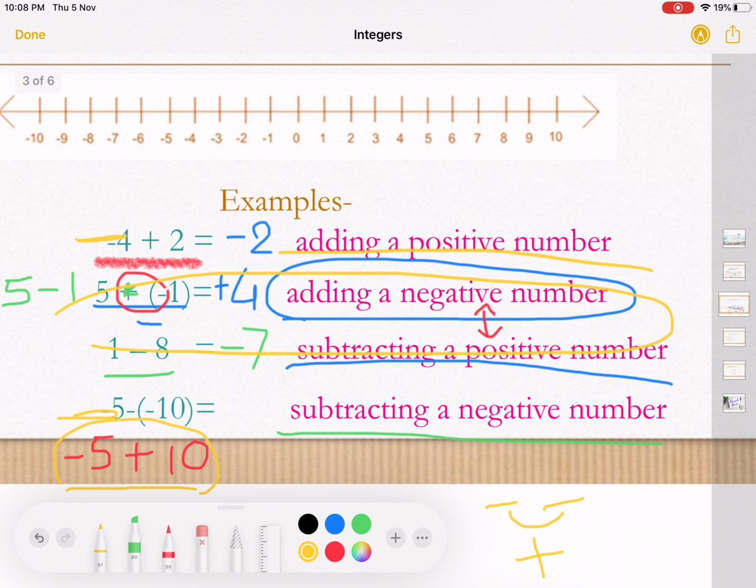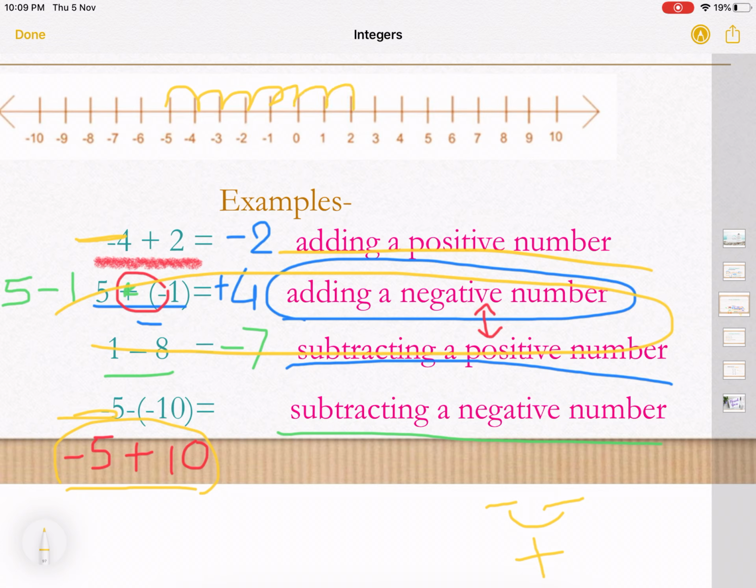So when we start from -5, we move 1, 2, 3, 4, 5, 6, 7, 8, 9 and 10. So where do we land? We land on 5, which can also be written as +5. Alright, let's move on to the next thing.